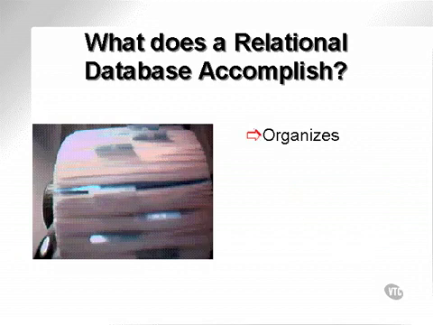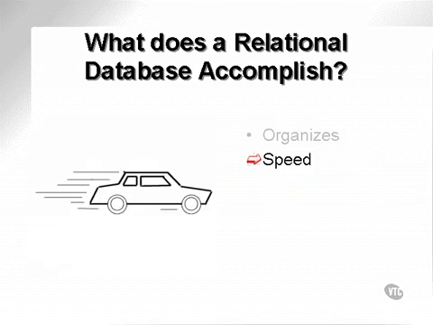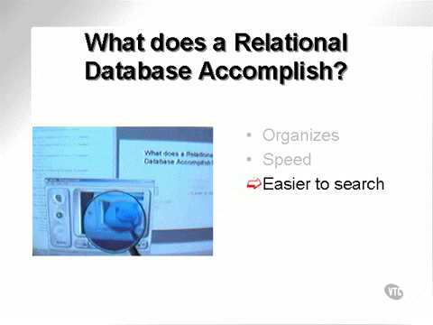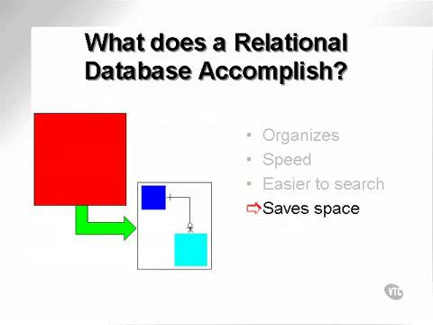What does a relational database accomplish? It allows organization of data and information. It increases the performance or the speed of data access because you can access parts of that information rather than accessing everything all at once. It's easier to search. It allows you to search within specific objects, such as venues or shows, rather than shows within venues all at the same time. It saves space. Duplicated information is removed into separate objects.